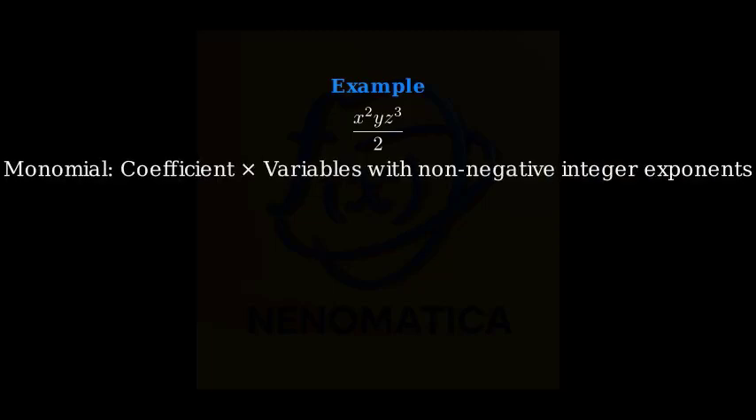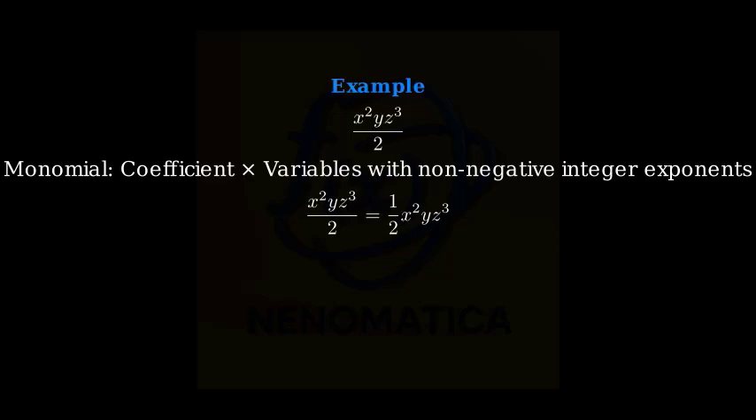Let's look at the example shown here. We need to determine if this expression is a monomial and identify its coefficient and degrees with respect to each variable. The expression we're looking at is x squared y z cubed divided by 2. First, let's determine if this expression is a monomial. A monomial is an expression that can be written as a product of a numerical coefficient and variables raised to non-negative integer powers. We can rewrite our expression as 1/2 times x squared times y times z cubed.